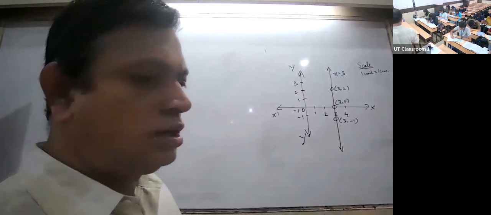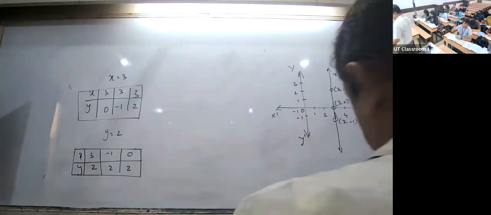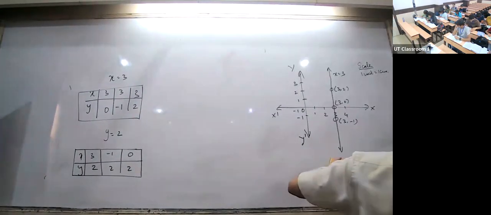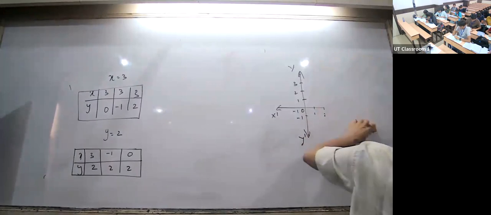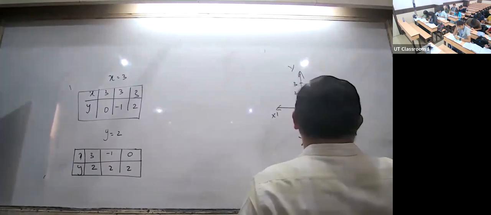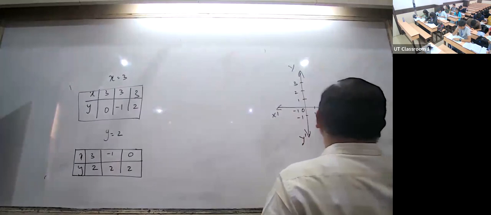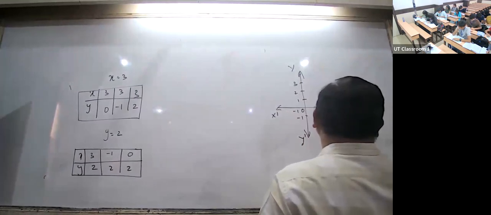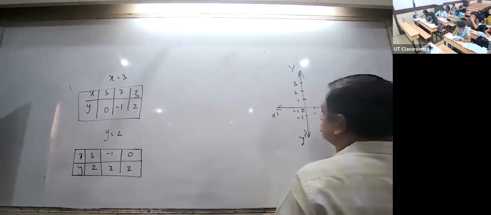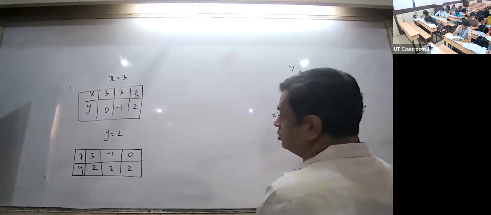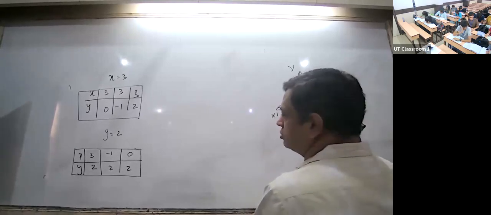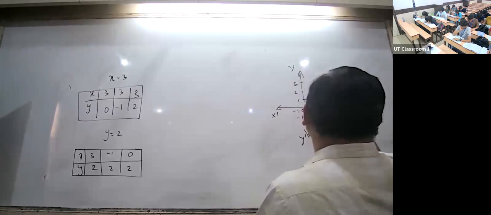Y equal to 2 done. Then next one. Y is equal to 2, the same way. So the points are 3, 2. X equal to 3, y is equal to 2.